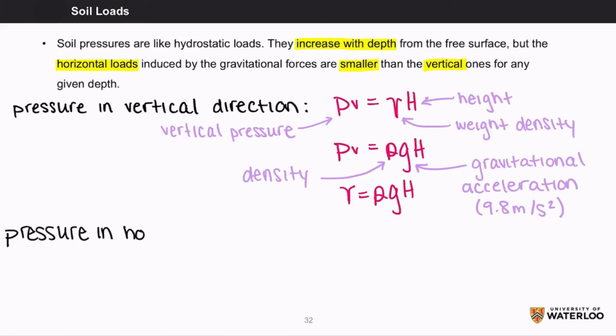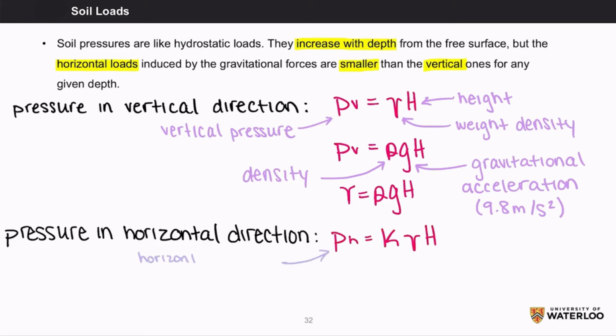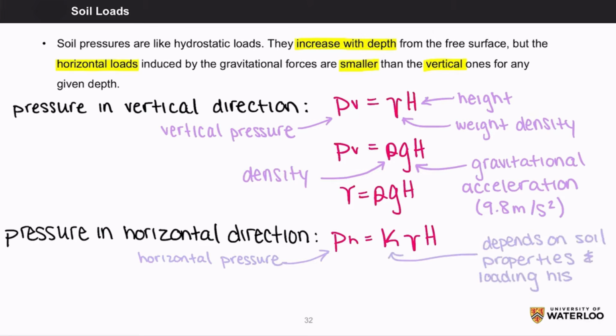The pressure equation in the horizontal direction is pH equals K times gamma times H, where pH is the horizontal pressure and K depends on the soil properties and loading history. This equation can also be written as K rho g H.